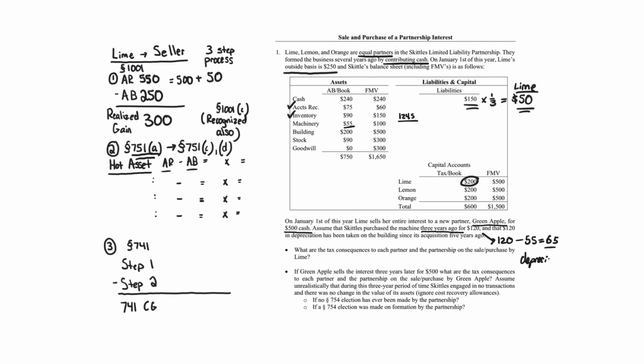So 65 depreciation. Now, for purposes of Section 1245, it's the lesser of the realized recognized gain, which if the partnership were to sell the asset here, they would receive, based on the fair market value, 100 amount realized minus 55 adjusted basis. That's a $45 gain. The lesser of the $45 realized recognized gain and the depreciation of 65 would be the 45. So the entire machinery is Section 1245 at this time.